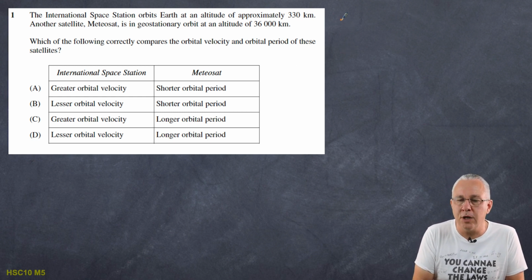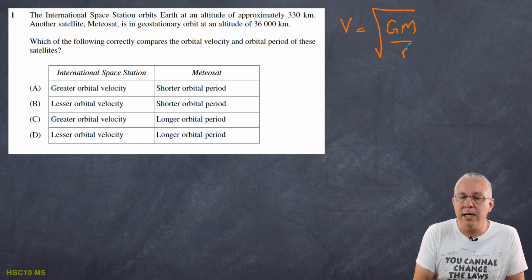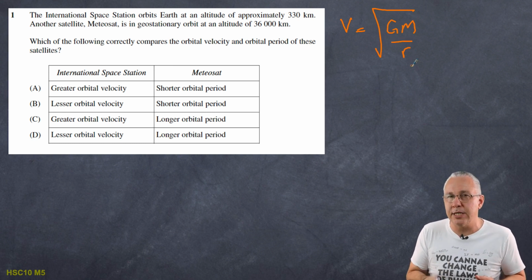First of all, the orbital velocity is equal to the square root of GM over R. So you can see now there's an inverse relationship. The further a satellite is, the lower the orbital velocity.